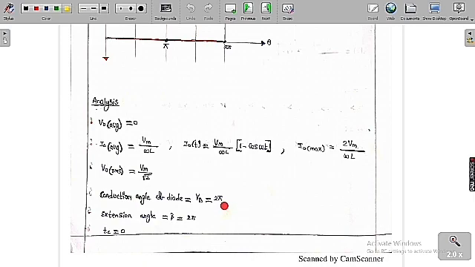So for all the time it is going to conduct, and the extension angle is equal to beta. It indicates up to what angle the current in the diode is going to be present. It is present up to 2 pi. So therefore we can say this is 2 pi.